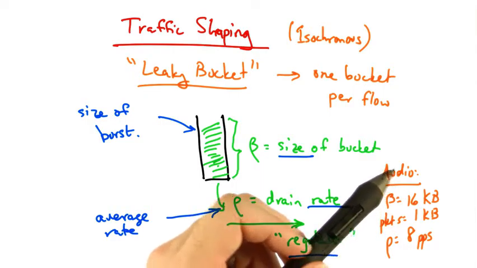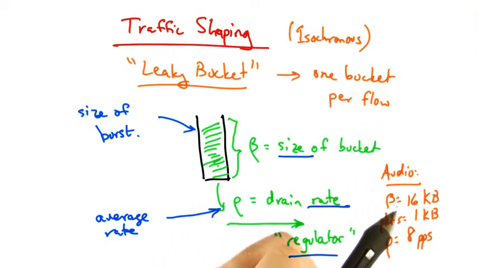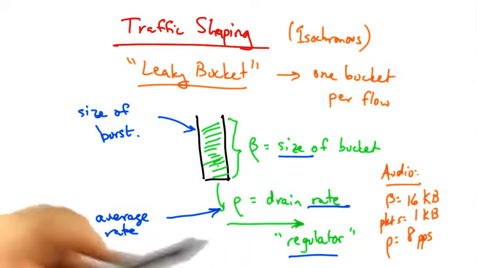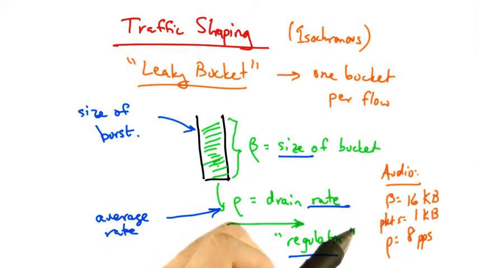For example, for an audio application, one might consider setting the size of the bucket to be 16 kilobytes, so packets of 1 kilobyte would then be able to accumulate a burst of up to 16 packets in the bucket. The regulator's rate of 8 packets per second, however, would ensure that the audio rate would be smoothed to an average rate not to exceed 8 kilobytes per second, or 64 kbps.